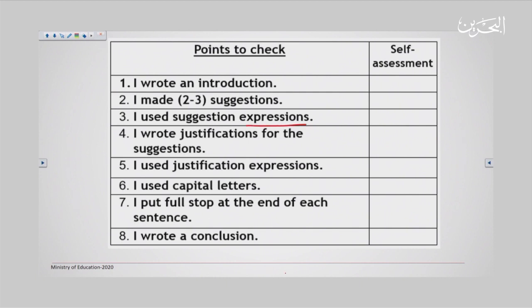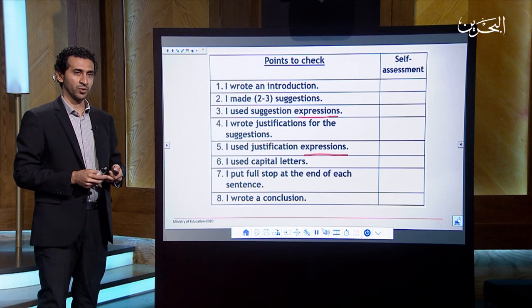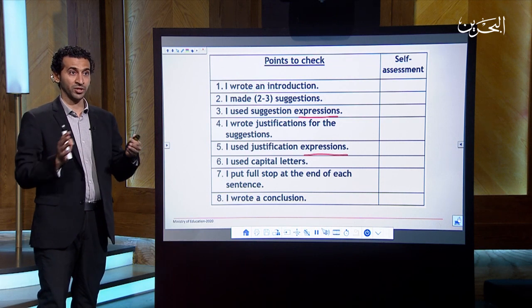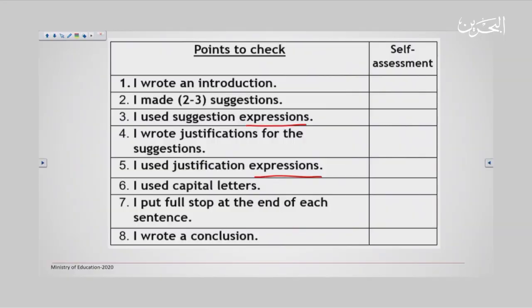This is very important. And number four, I wrote justifications for the suggestions. Again, after you write the suggestion, you follow it up with a justification or reason. Five, you use justification expressions. Again, don't forget to use the expressions that we have discussed before. And number six, remember to use capital letters. So it's all about capitalization and punctuation skills. So this is very important. I put a full stop at the end of each sentence, and the last one, you write a conclusion.